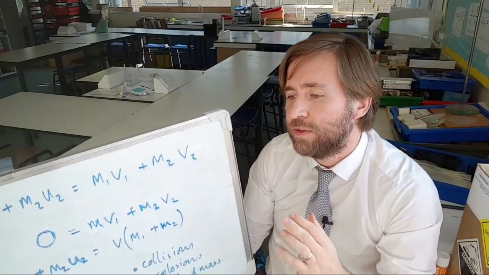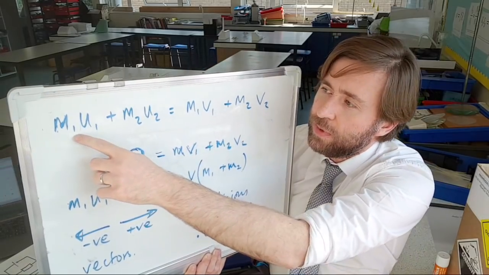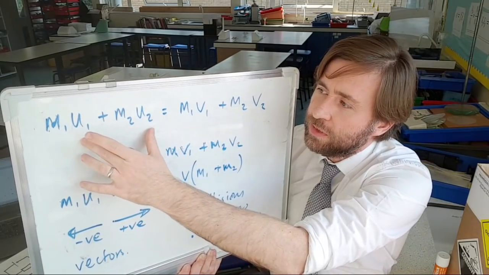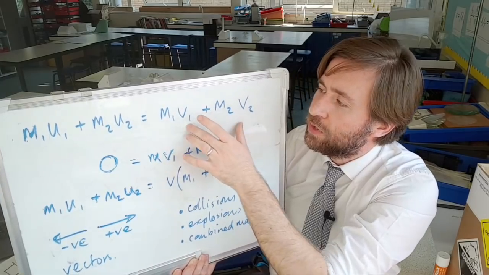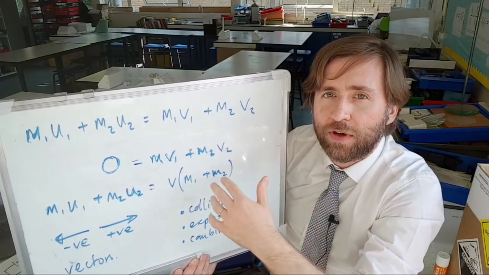With those questions, memorize that, pick apart the question: what are the masses of the two? What are the initial velocities of the two? What's my unknown from this side? And just simplify, then rearrange.